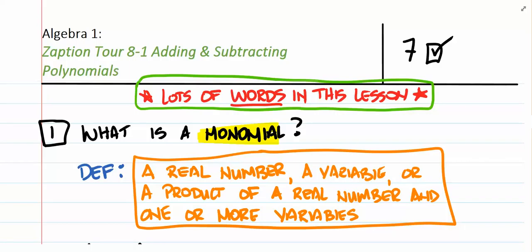Welcome to Zaption Tour 8-1, adding and subtracting polynomials. All right, there are a lot of words in this session, so I'm going to make sure that we pause the video and write down the definitions of these words as we go along. There are 7 boxes, so let's jump right into this.